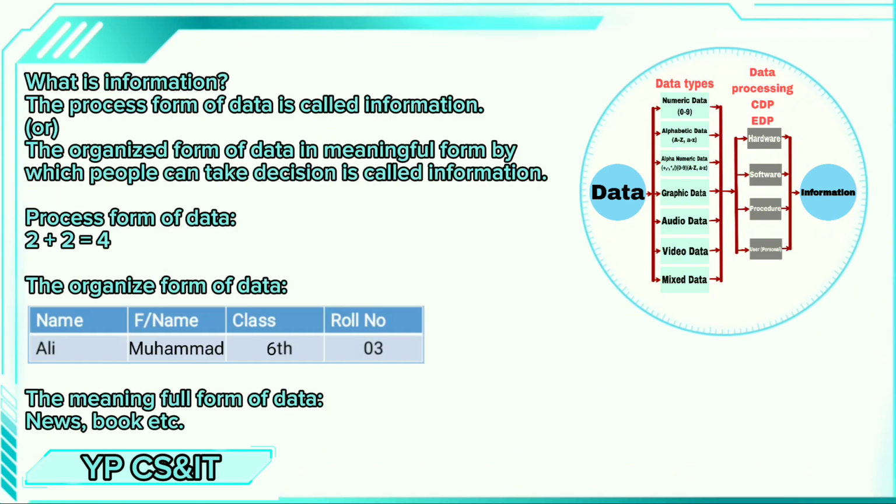What is information? The processed form of data is called information. Or, the organized form of data in meaningful form by which people can take decisions is called information. Processed form of data: 2 plus 2 equals 4. The organized form of data: Name Ali, father name Muhammad, class 6th, roll number 03. The meaningful form of data: news, book etc.